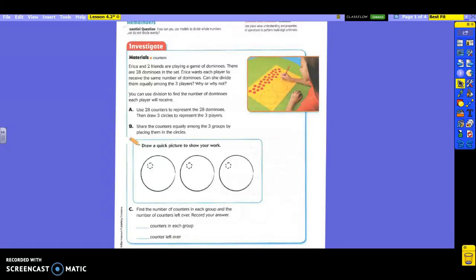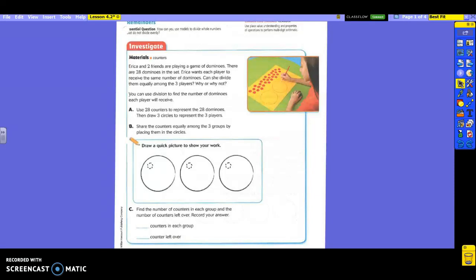Right, today we are going to do some division with remainders. And as we learned yesterday, a remainder is the amount left over when a number cannot be divided equally. Remember that? Okay. So we're going to use our counters here in just a second, but let's read our question first.